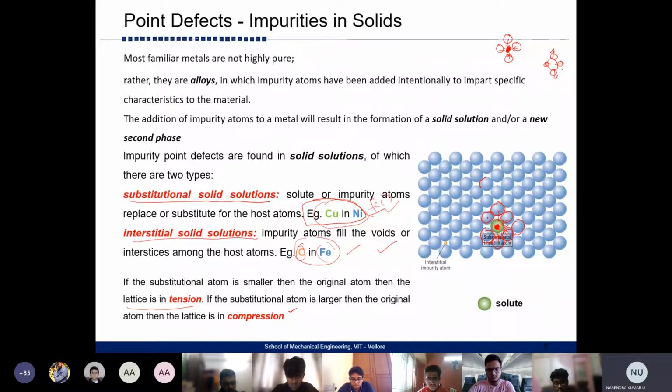All these are lattice points, the atoms sitting in the lattice. So these are going to be pulled inside. Tension is nothing but pulling of the material. So this surrounding lattice is experiencing tension.